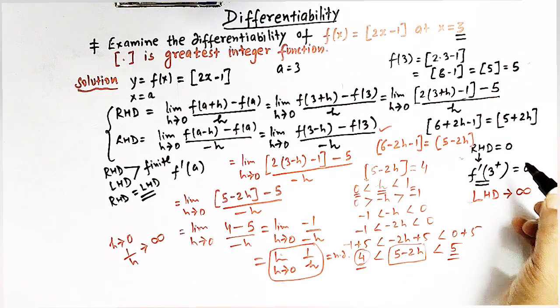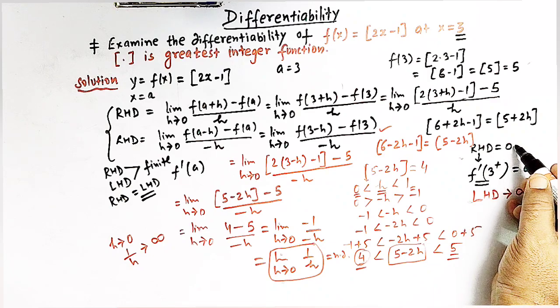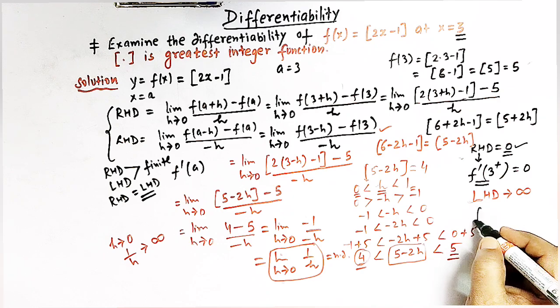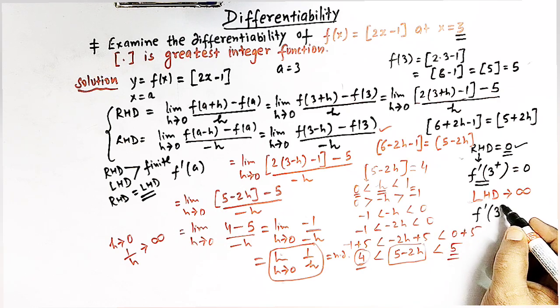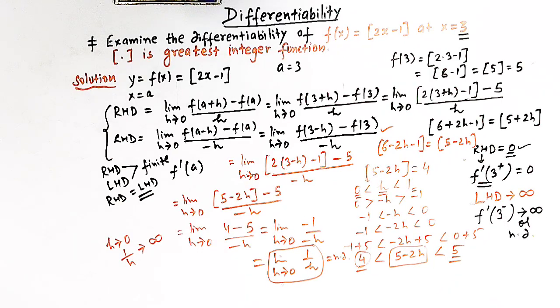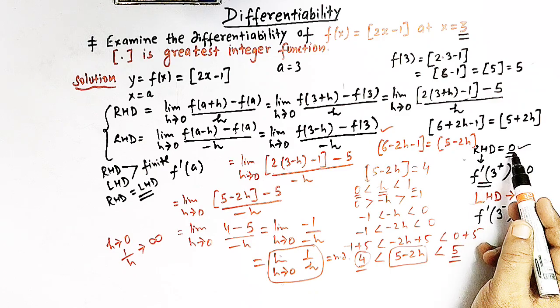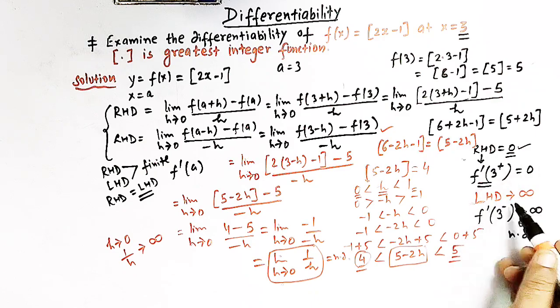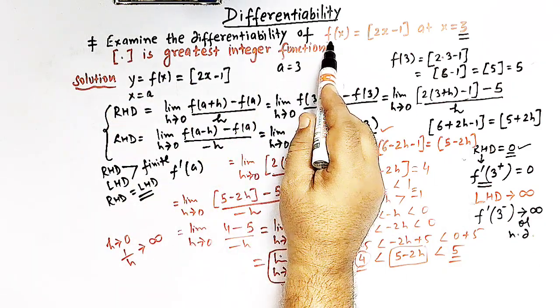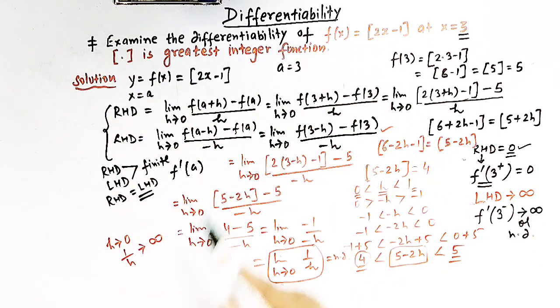So we see that the right hand derivative exists and it is finite and it is equal to 0. But the left hand derivative, that is f prime of 3 minus, tends to infinity or is not defined, right? So therefore we conclude that the right hand derivative is equal to 0, but the left hand derivative is not defined. Hence this function, that is f of x equal to greatest integer of 2x minus 1, is not differentiable at x equal to 3.